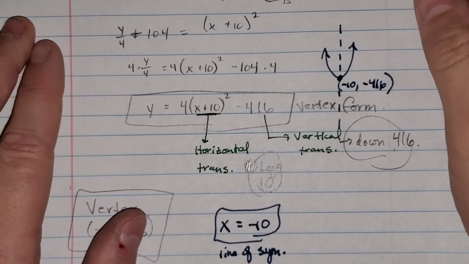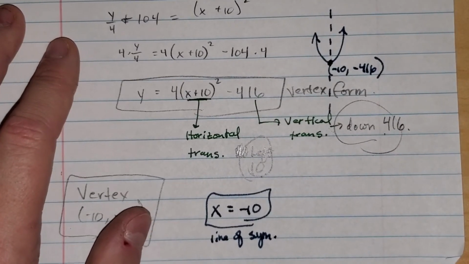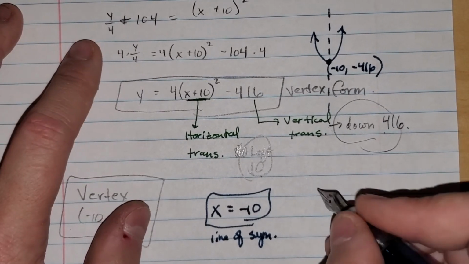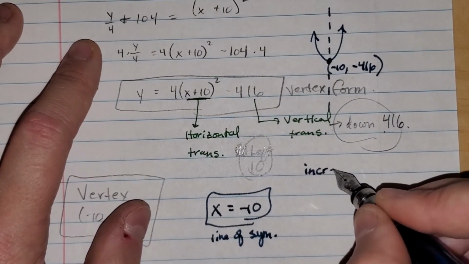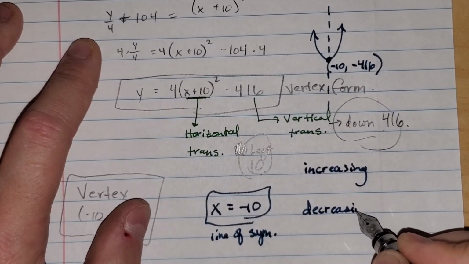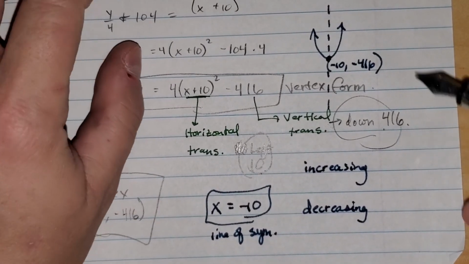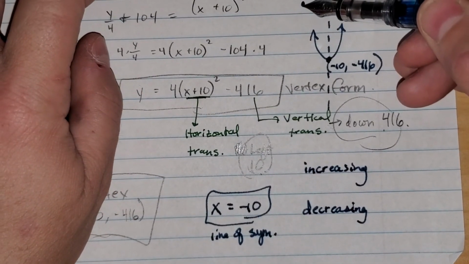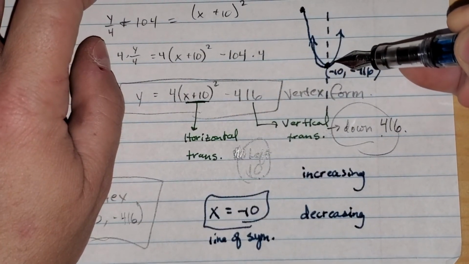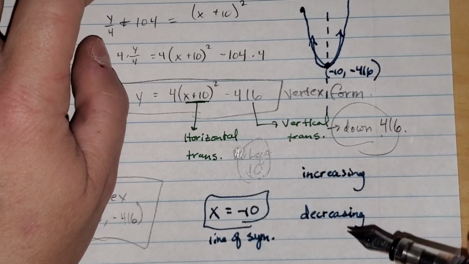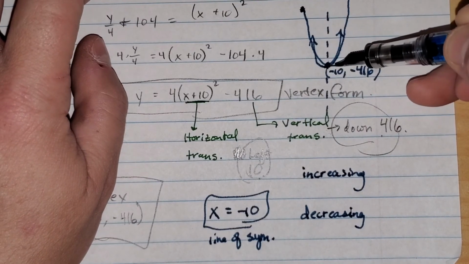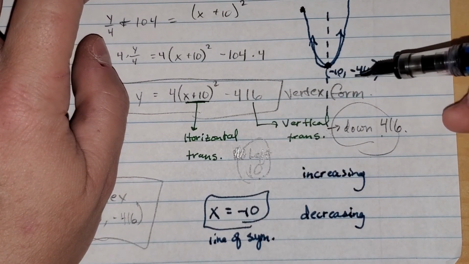And then the last thing they ask me is the intervals that this function is increasing and decreasing. So I'm going to go increasing, and I'm going to go decreasing. Now, picture you're on this function. It's a roller coaster. You're going to go down, down, down, down, down. You're going to get to the bottom, and then you're going to go where? Up, up, up, up, up. Decreasing is while you're going down, until you get to the vertex, which is at this point.